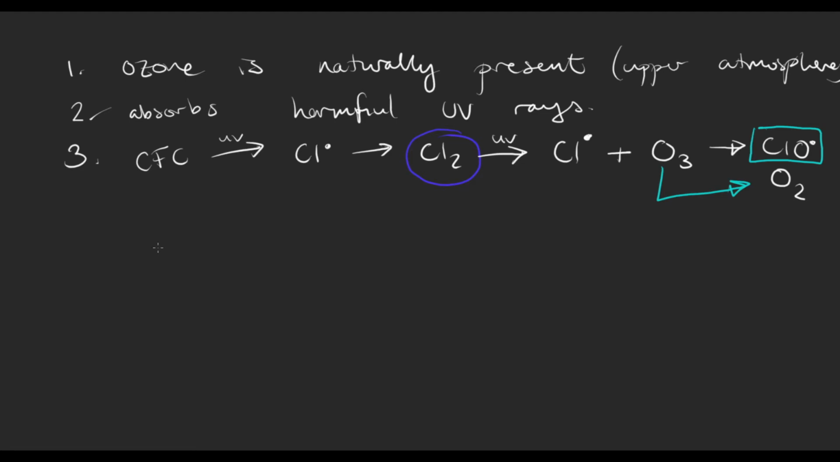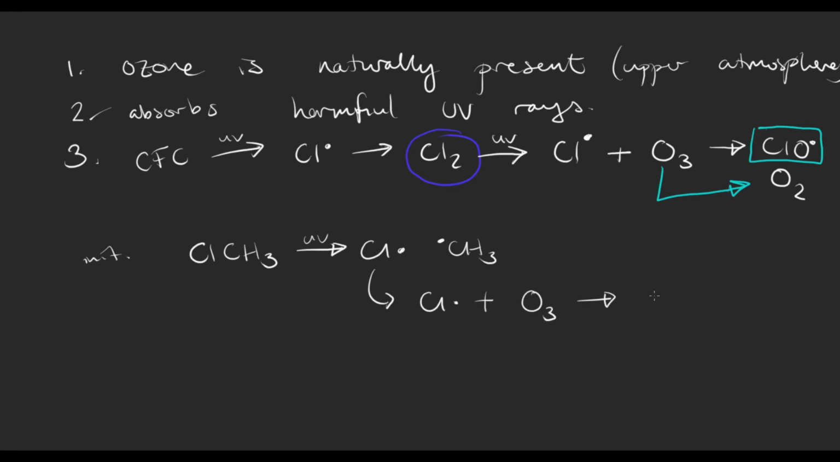So let's show the initiation, propagation and termination steps here. So let's say I start out with Cl, CH3, just chloromethane, very simple molecule, and let's expose that to UV light. That's going to give me Cl dot and methyl dot. Now this Cl dot, so that's initiation. That Cl dot can then react with ozone, and that gives us ClO dot and O2. Now that ClO dot can then react with more ozone to give more oxygen and chlorine.